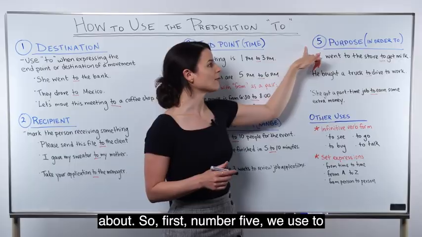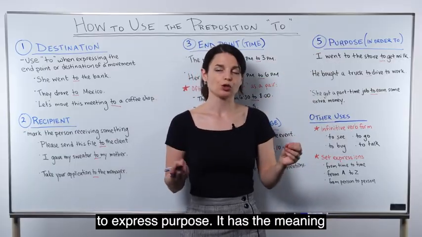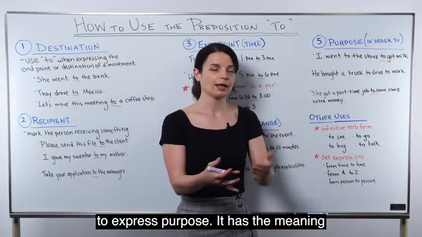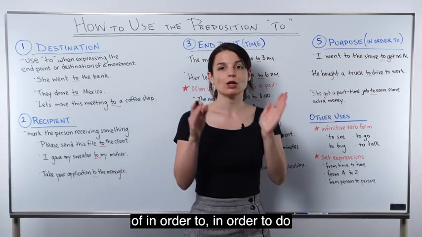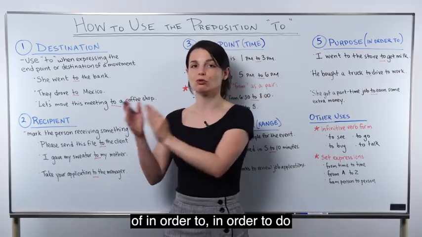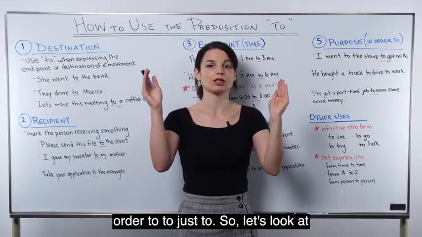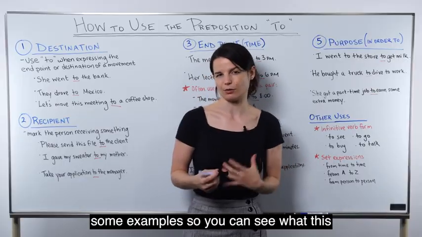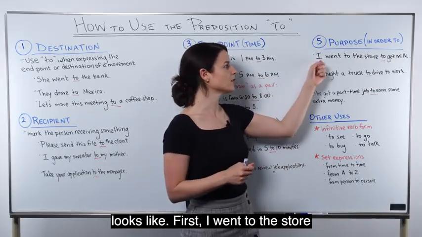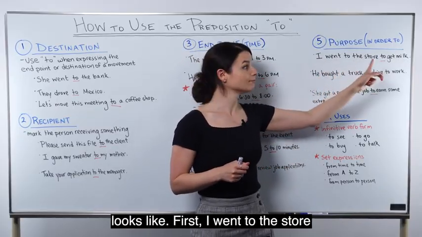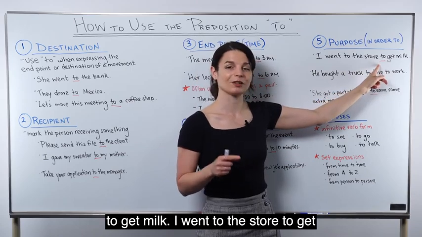So first, number 5, we use to express purpose. It has the meaning of in order to do something. So we often reduce in order to just to. So let's look at some examples so you can see what this looks like. First, I went to the store to get milk.